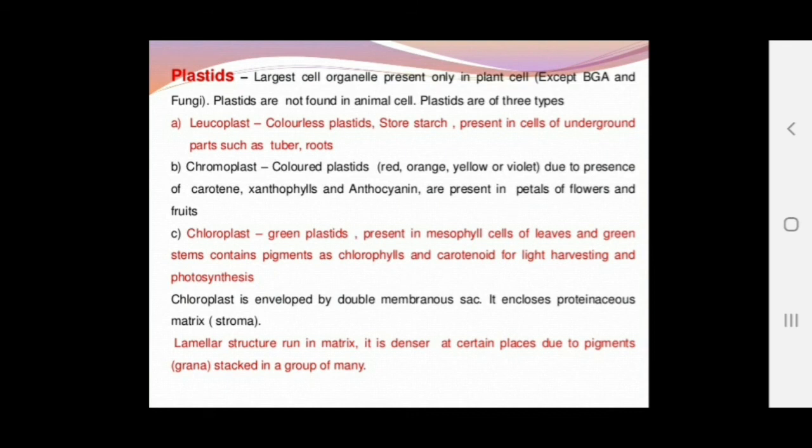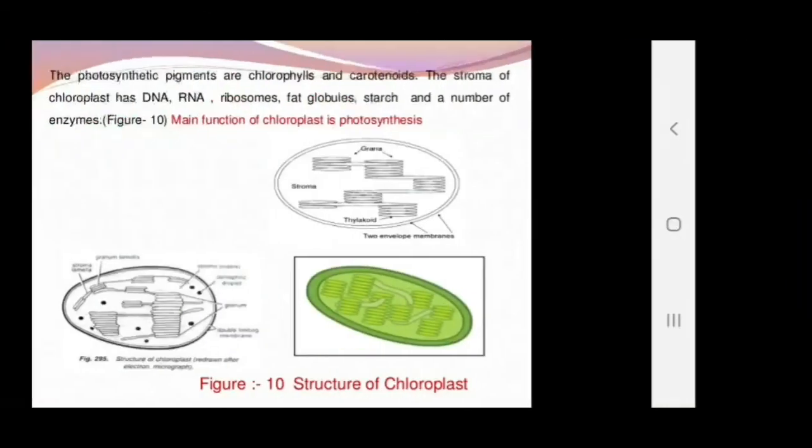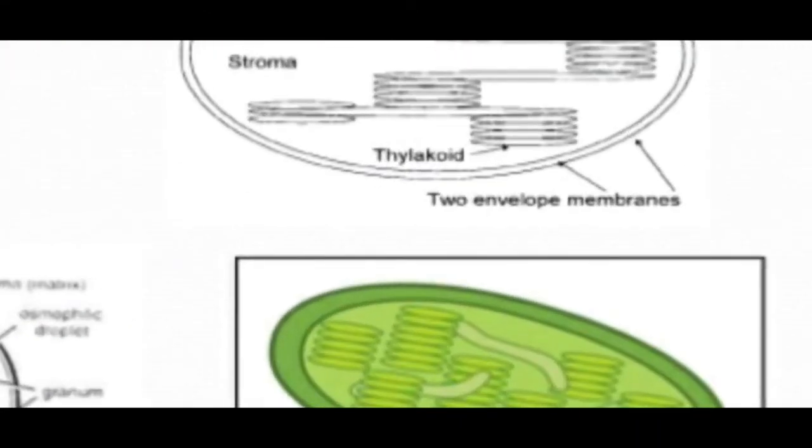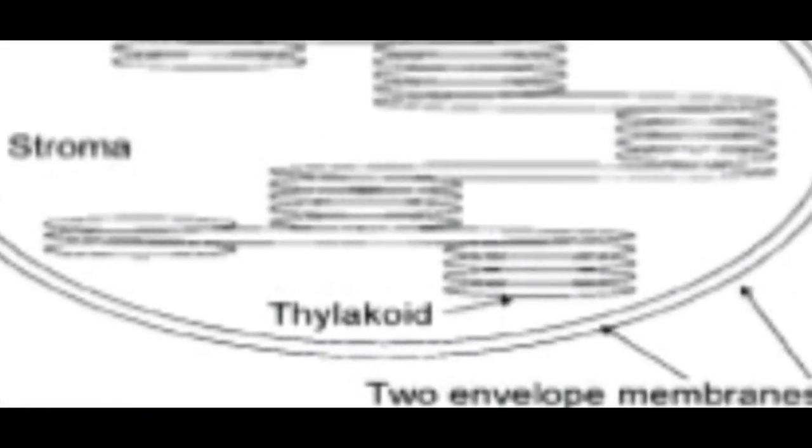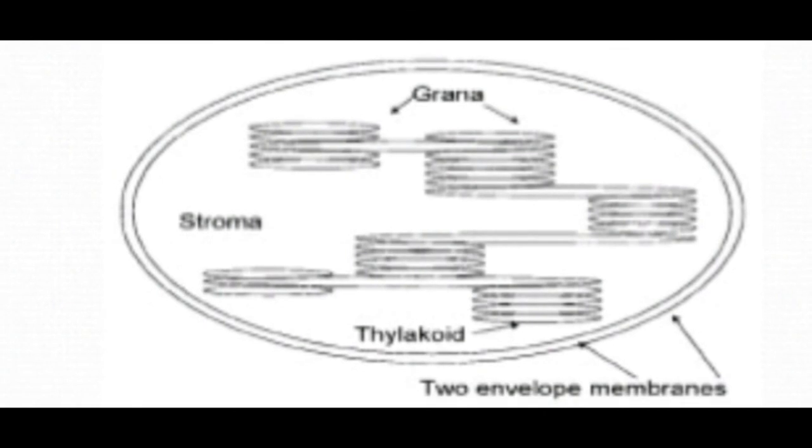We will see the structure of the plastid. The lamellar structures run in the matrix, and it is denser at certain places due to the pigments, or grana, stacked in a group of many. See, this is the structure of your plastid. The internal double membrane envelops it, with an outer as well as an inner membrane. The fluid substance present inside the chloroplast is called the stroma.